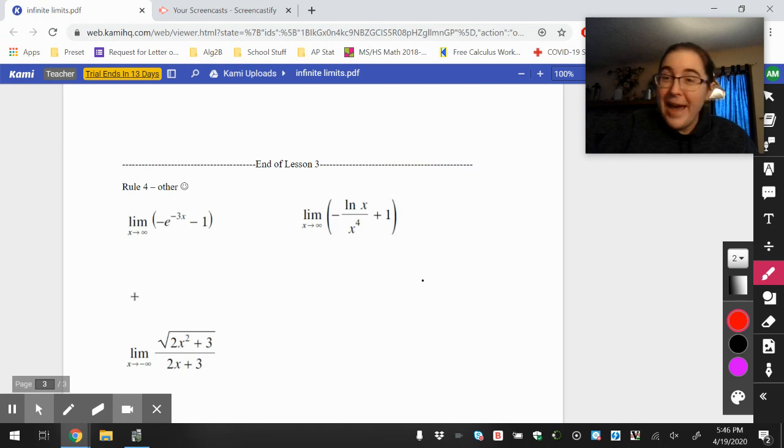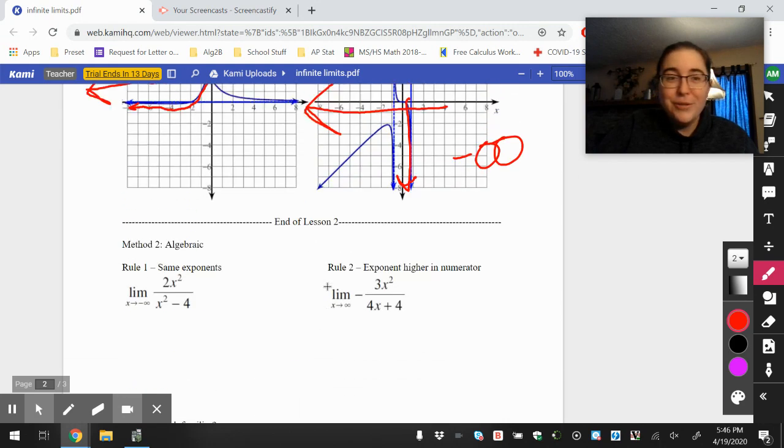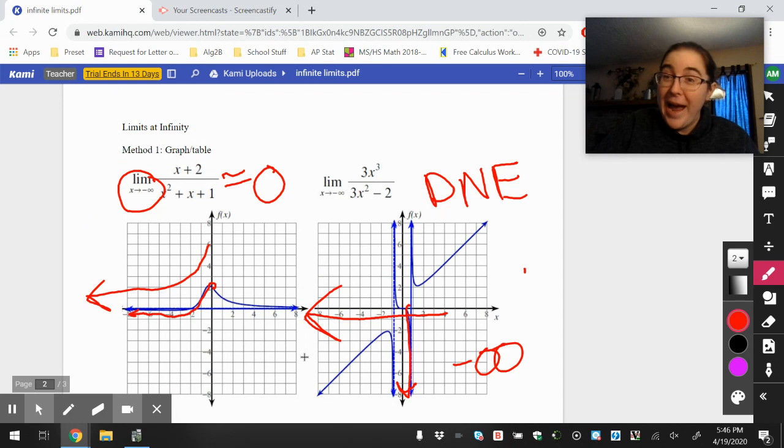We're working on Delta Math number 2, and this is just going to be basically looking at graphs and tables and helping you figure out what the limit is as it approaches infinity. That's it.